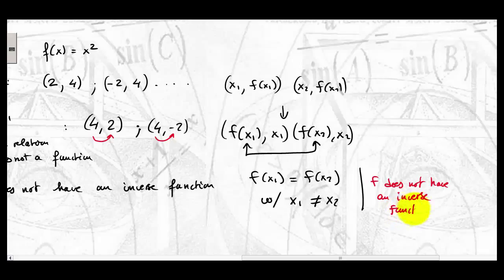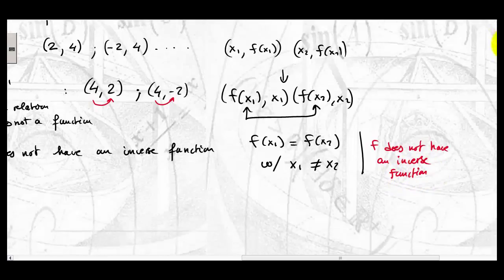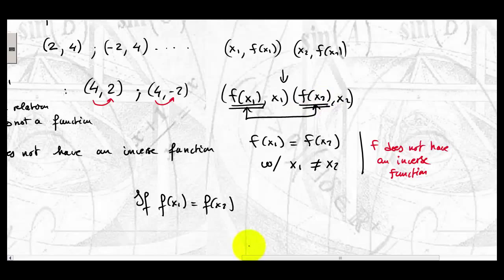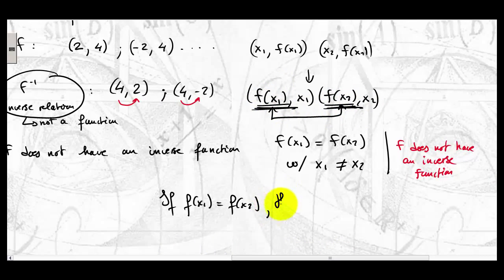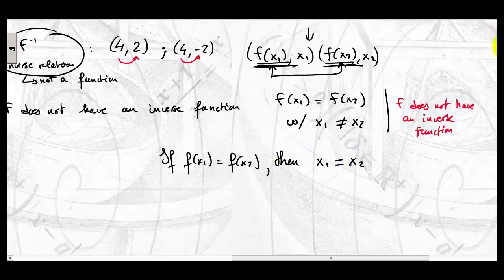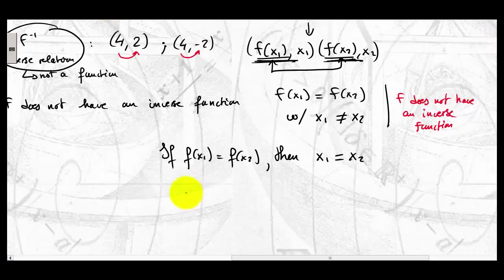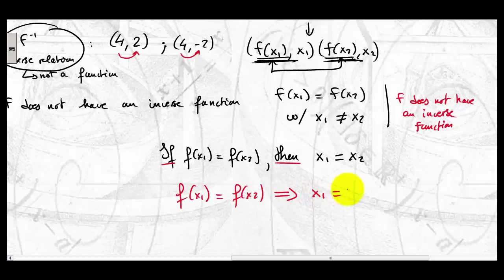So another way of saying this is, how can you guarantee that it has an inverse function? You can guarantee that it has an inverse function if, when you take an equality of the input in the inverse relation, then you have an equality of output. Then x1 equals x2. So this is the equality of output, okay? Writing this a little bit more mathematically without the words here, we write f of x1 equals f of x2 implies that x1 is equal to x2. It means the same thing.